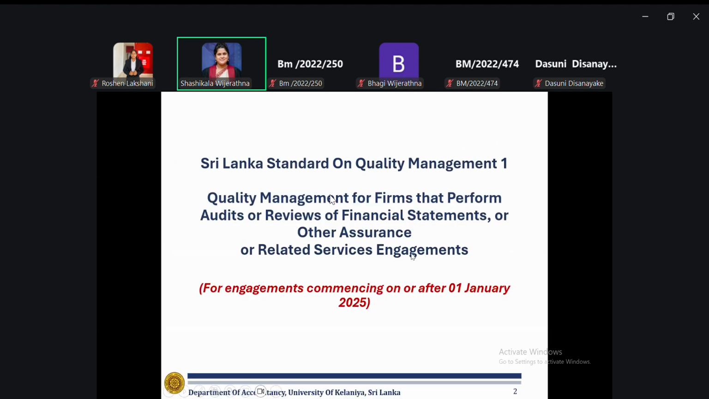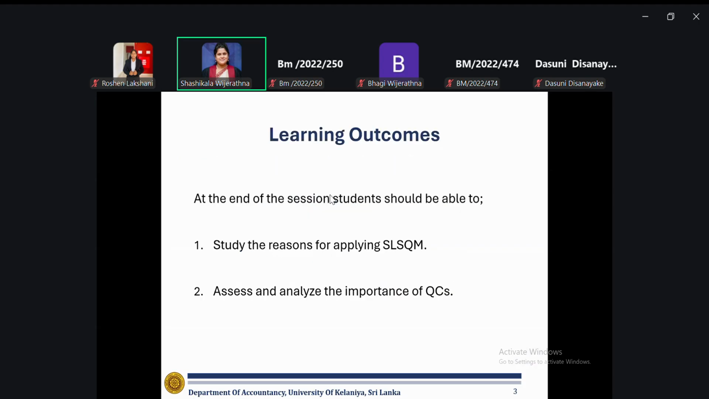Here we have two standards to discuss, SLSQM1 and SLSQM2. Today I'll basically be focusing on SLSQM1. These are the learning outcomes: to study the reasons for applying SLSQM, and to assess and analyze the importance of quality controls.